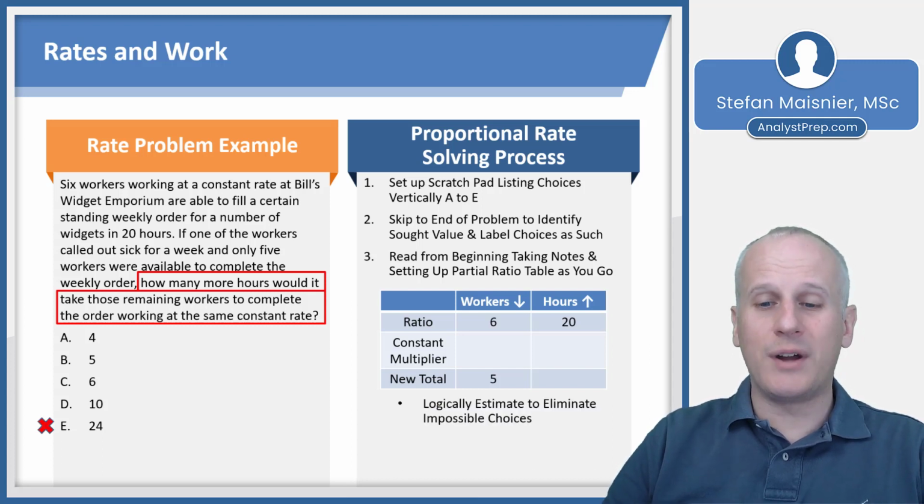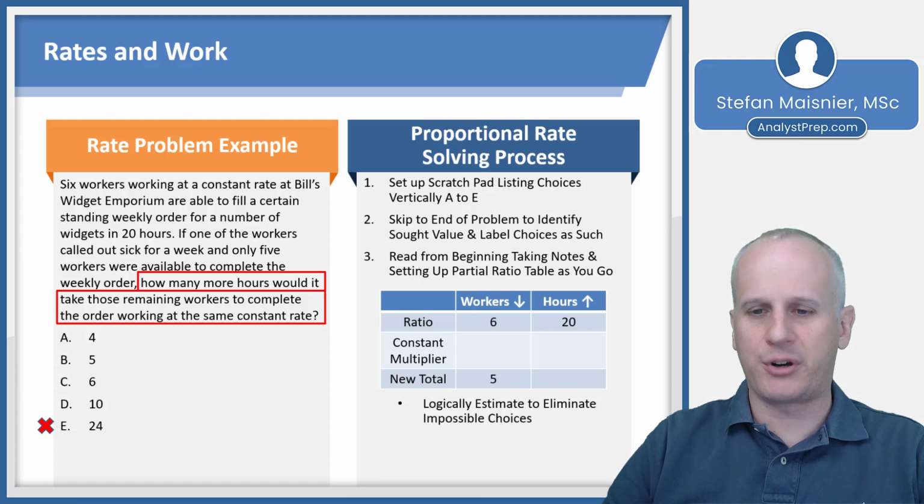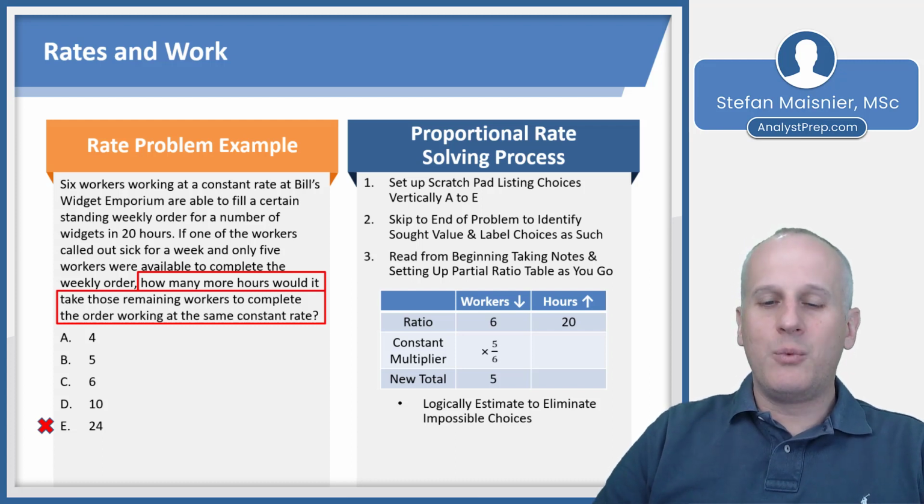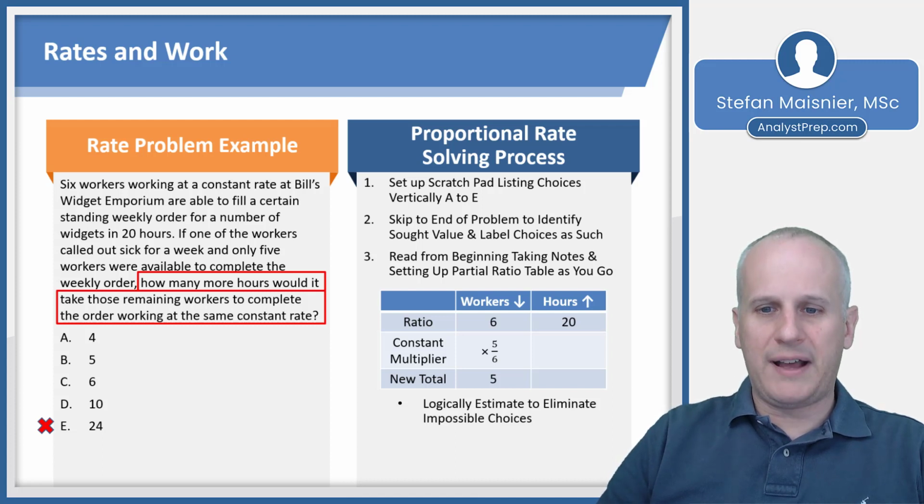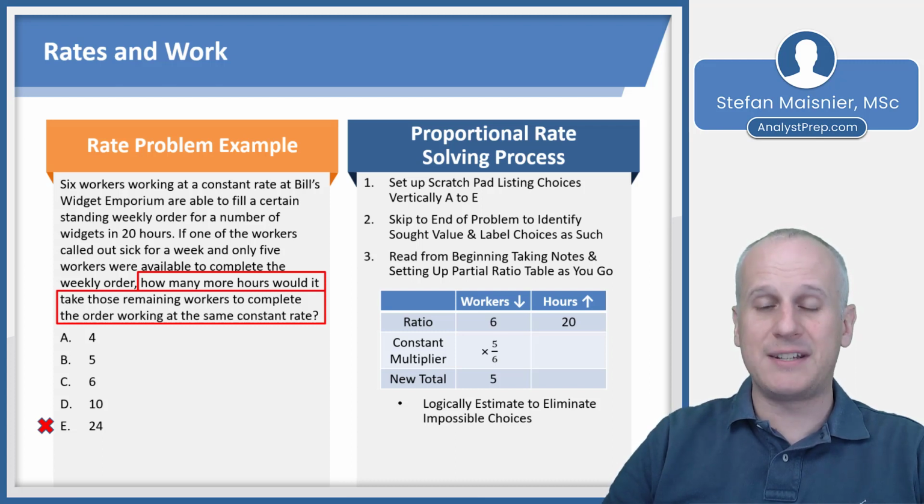As always, you want to logically estimate to eliminate impossible choices. Clearly, we're not going to take 24 more hours just because we lost one worker. So get rid of E immediately. Then we can divide the new total by the original value of 6. So 5 divided by 6 to find our constant multiplier as a fraction, because 6 times 5/6 is 5.